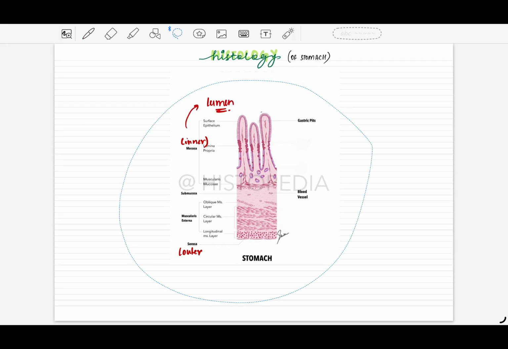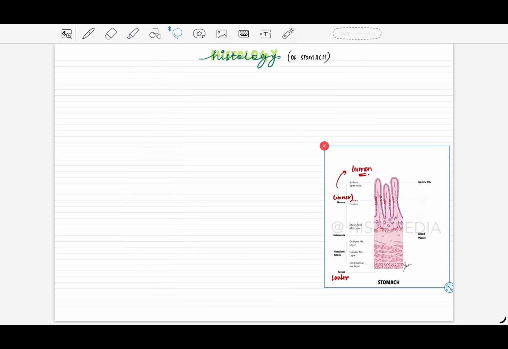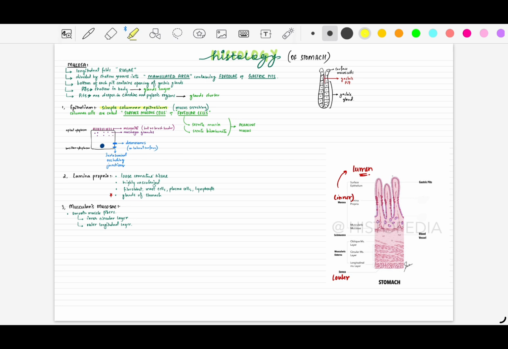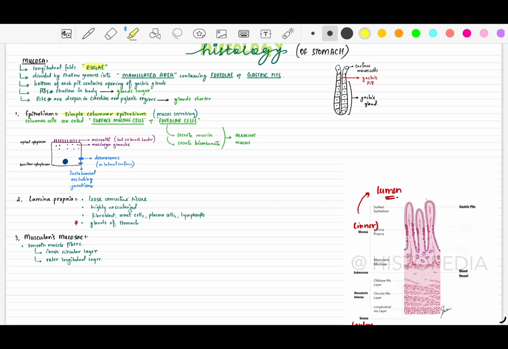Now let's discuss each layer individually, starting with the mucosa. So the mucosa actually consists of longitudinal folds known as rugae. We already discussed in anatomy that this is formed due to the mucus layer. Then these rugae are divided by shallow grooves into mammillated areas which consist of the foveolas or the gastric pits.